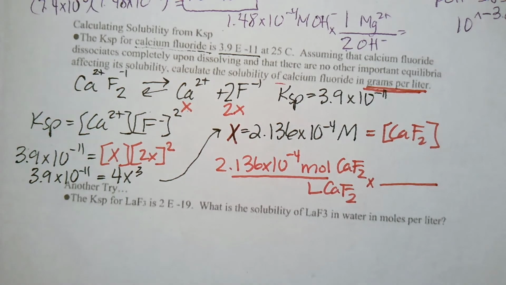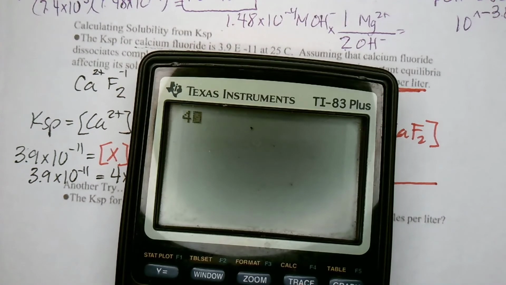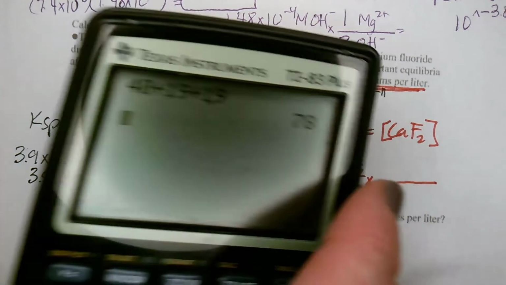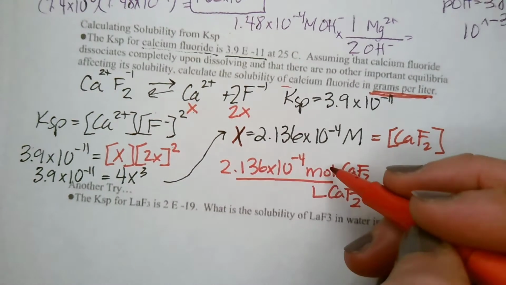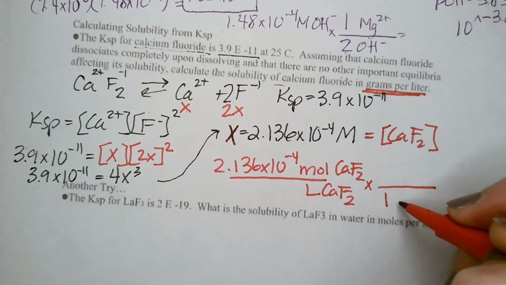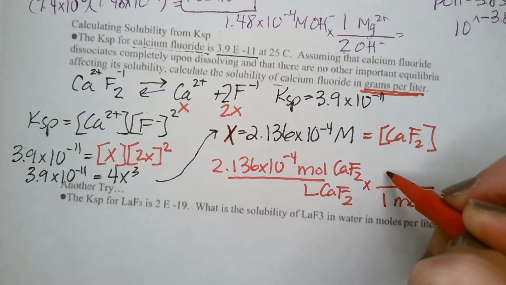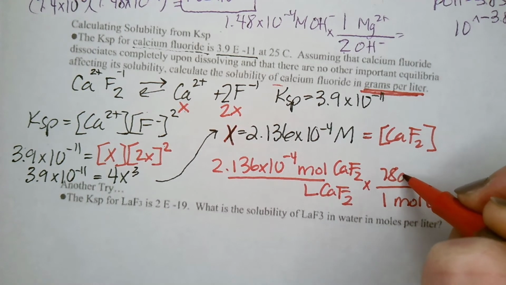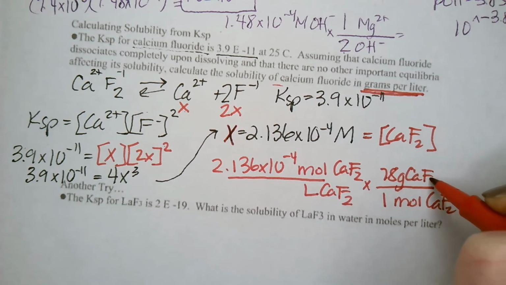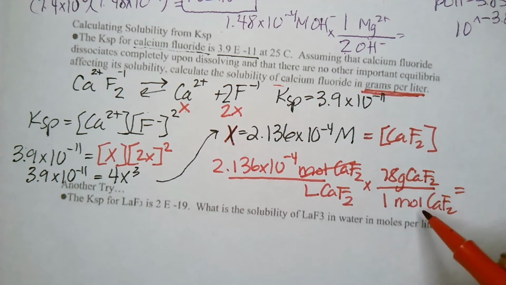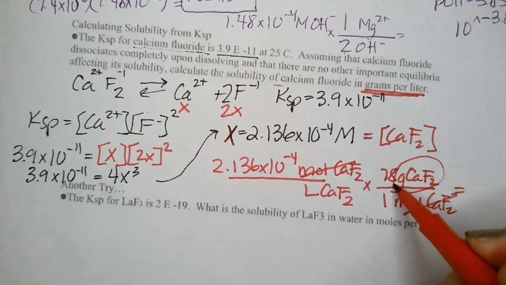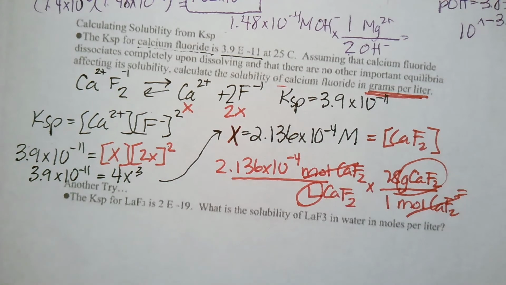We're going to look at a periodic table. We got calcium is 40 and fluorine is 19, so plus 19. So we have a molar mass of 78. Again, I have to have my molar mass down here: 1 mole of CaF2 has a molar mass of 78 grams of CaF2. Moles and moles will cancel, and I'm left with grams per liter.